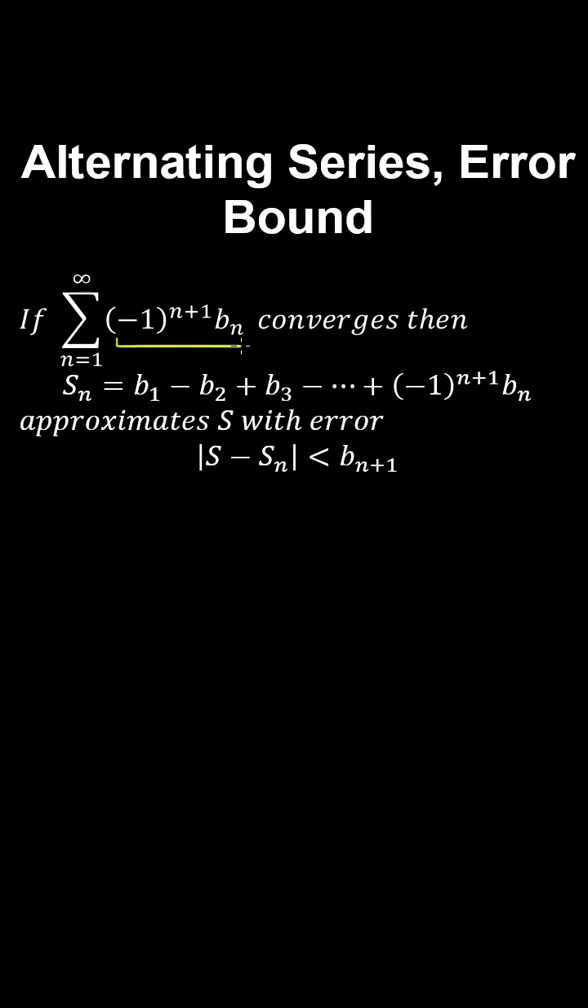If the alternating series A converges, then the nth partial sum, which is equal to the alternating sum of the B terms, approximates the sum of the series with some error. And this error, which is equal to the difference between the sum of the series and the partial sum, is bounded by the next term in the series. So effectively in this case, the next term in the series will be minus 1 to the power of n plus 2 multiplied by b n plus 1. And this here is what we call the error bound. So effectively this error cannot be greater than the error bound.